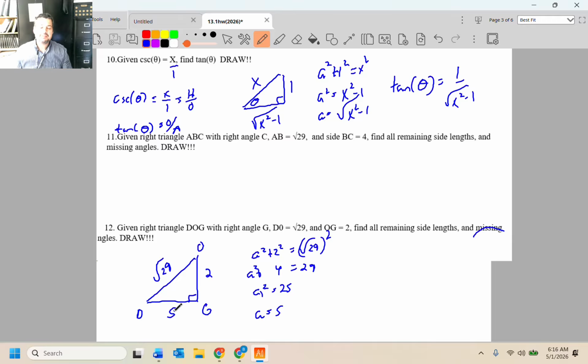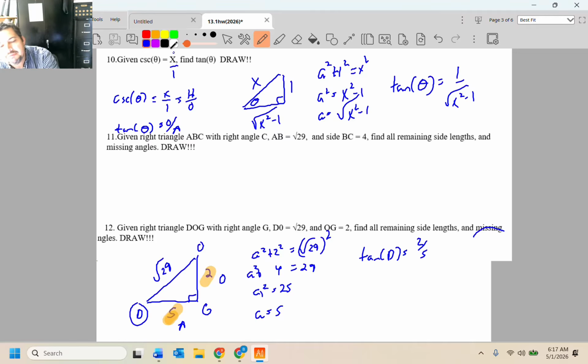All right, so we have the missing sides. Now, we only have 2 angles we have to find. And you can pick any ratio you want, but I like the easy numbers here, the 2 and the 5. So I highlighted angle D, and 2's relationship to angle D is opposite, and 5's relationship to angle D is adjacent. So I happen to know that the tangent of angle D is 2/5.